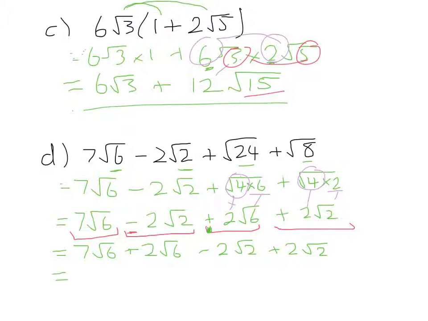And our final answer will become 7 root 6 plus 2 root 6 is going to be 9 root 6. Plus 2 root 2, take away 2 root 2 will actually cancel each other out, so that becomes 0, that last part. So we end up with 9 root 6, and that's the end of this one.